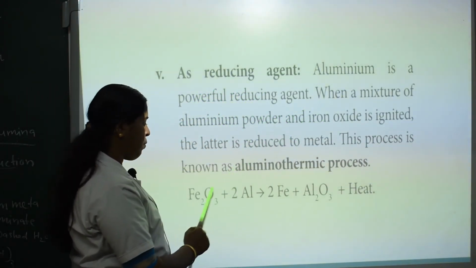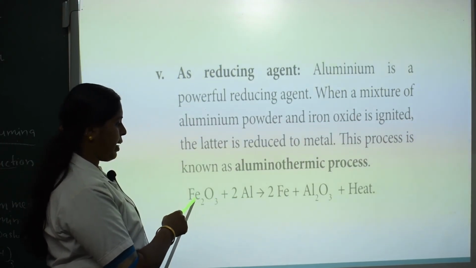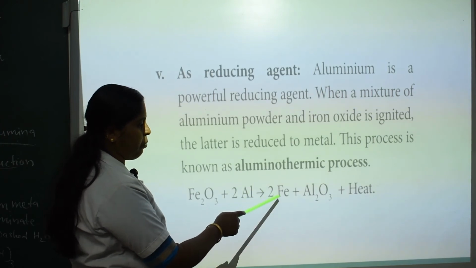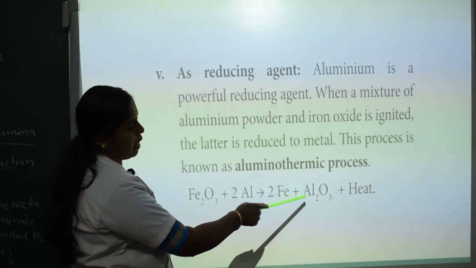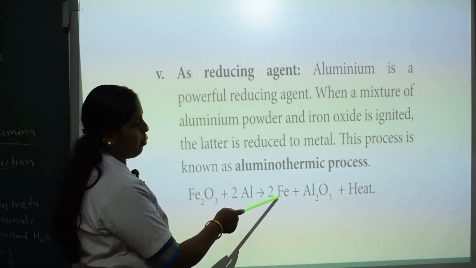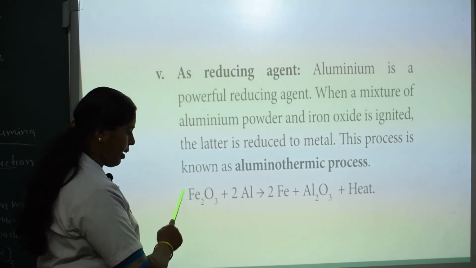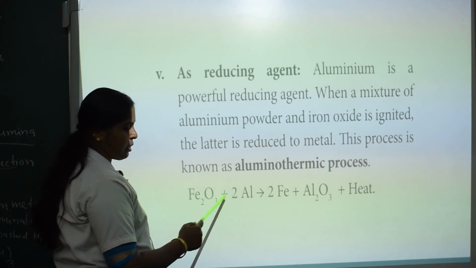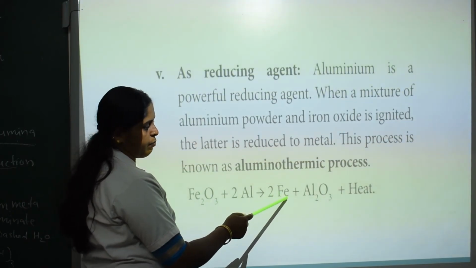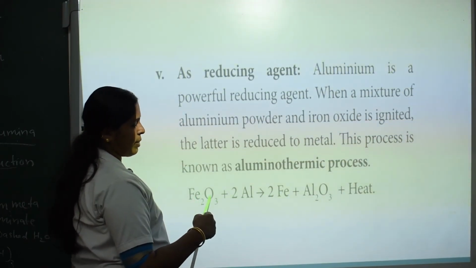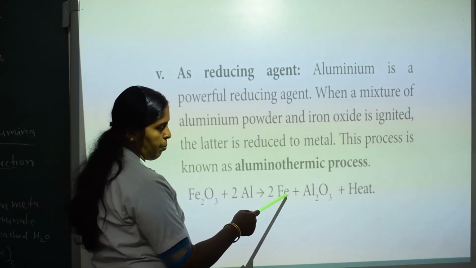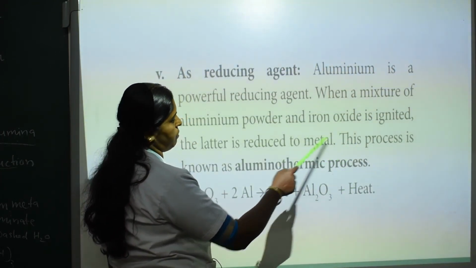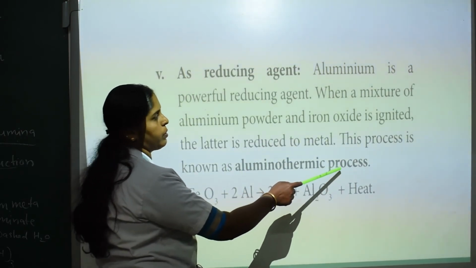When a mixture of aluminum and iron oxide powder is heated or ignited, aluminum oxide and iron are forming. Iron is reduced from iron oxide. Oxygen is removed, the reduction process is carried out, and iron is forming. Iron oxide is heated with aluminum to form iron and aluminum oxide, and heat is evolved. This process is known as the aluminothermic process.